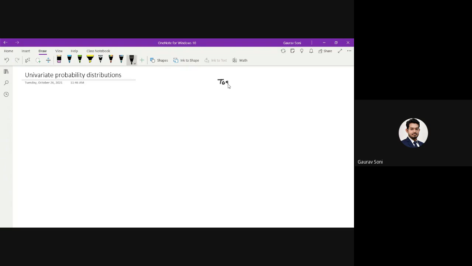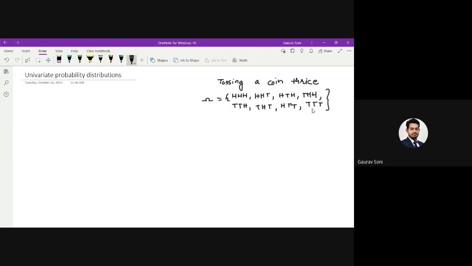My experiment is tossing a coin thrice. So depending on this, I will have a sample space in which I will have HHH, then HHT, HTH, THH, then TTH, THT, HTT, the last one, TTT. This is my complete sample space.